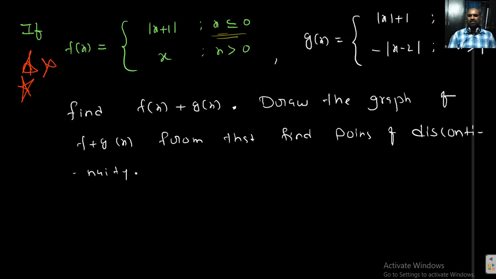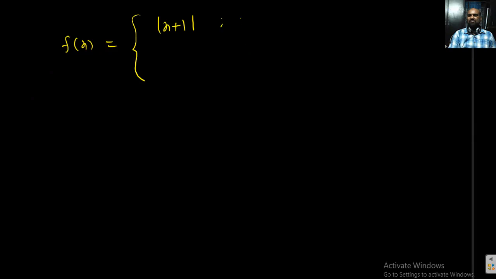f of x first of all. f of x equals, it has two rules: mod of x plus 1 for x less than or equal to 0, and x for x greater than 0. Students, listen, I want to open the modulus symbol here.